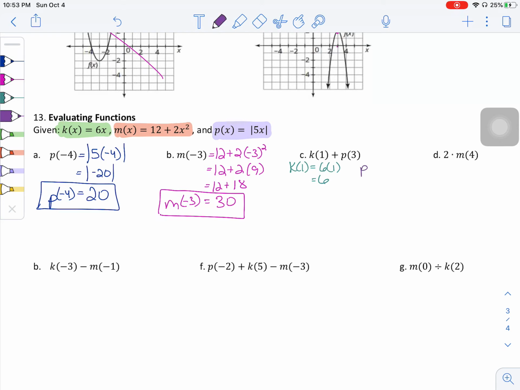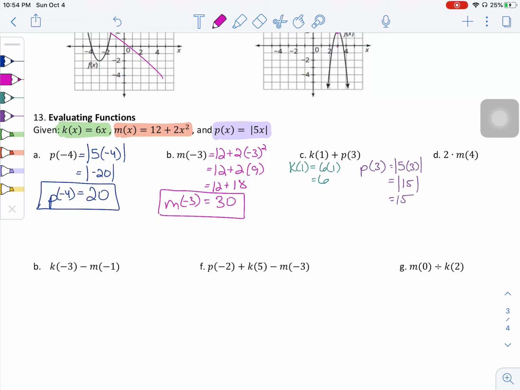Separately, I'm going to figure out p of 3. So my p function is the absolute value of 5x. So the absolute value of 5 times, in this case, 3. Let's make an absolute value bar there. All right, so the absolute value of 15 is just 15.